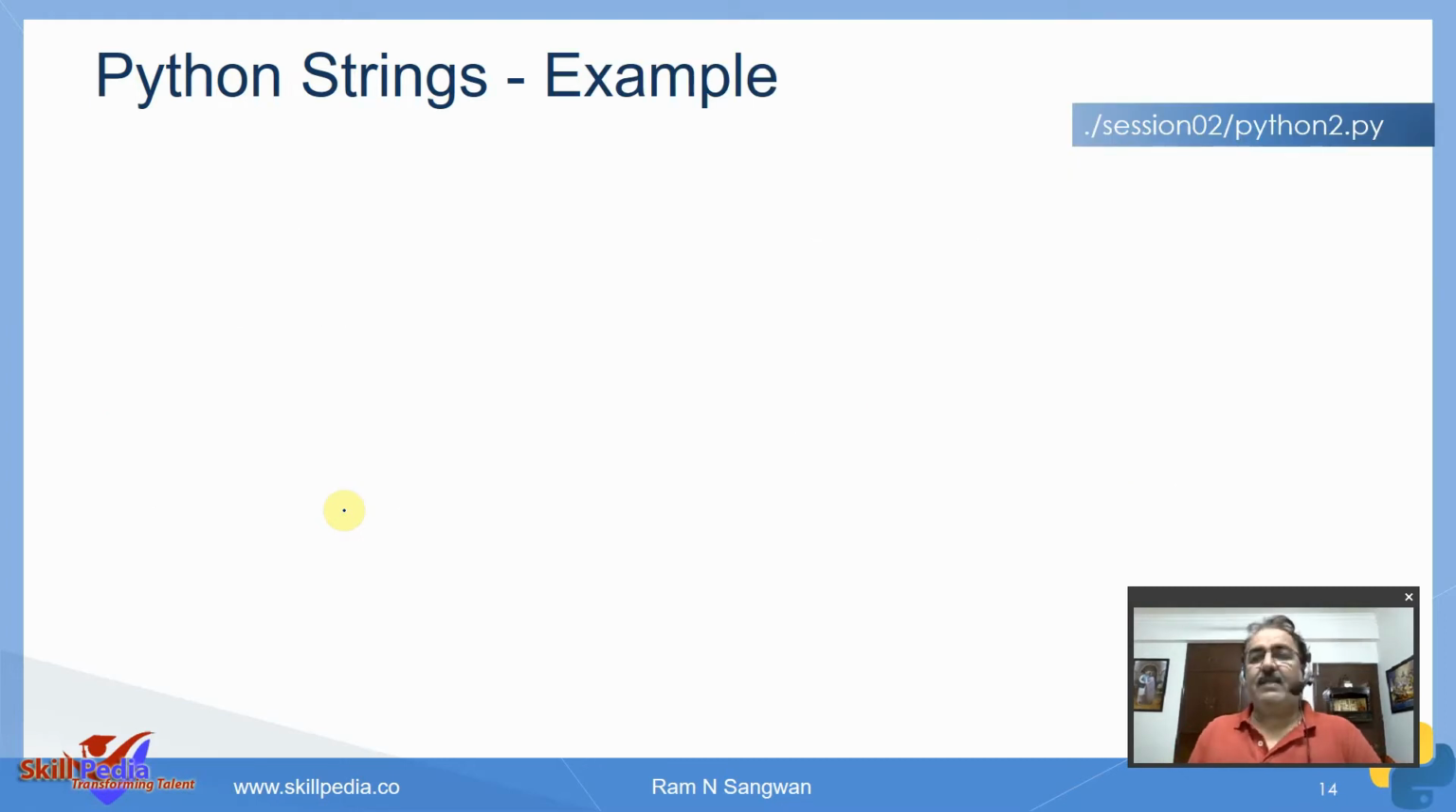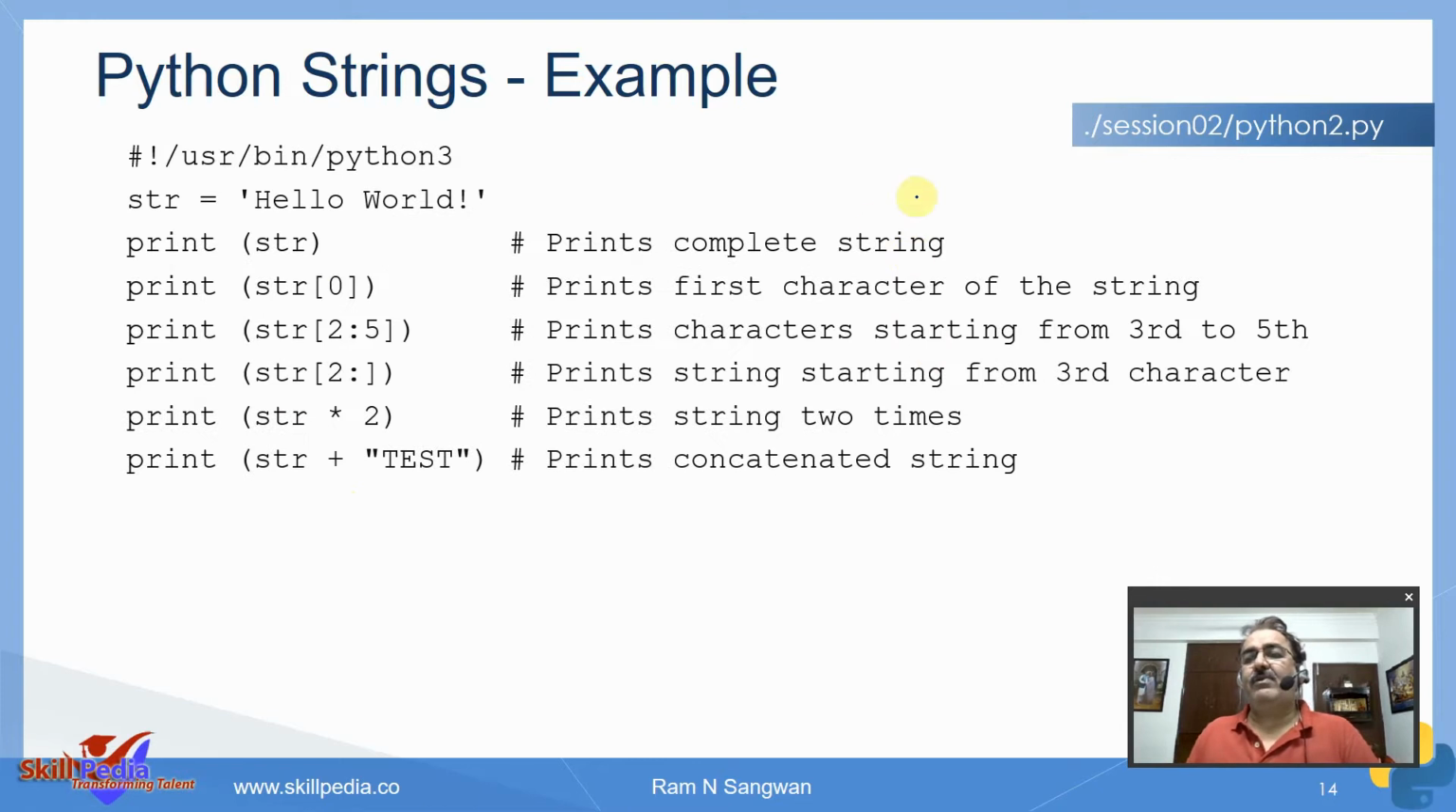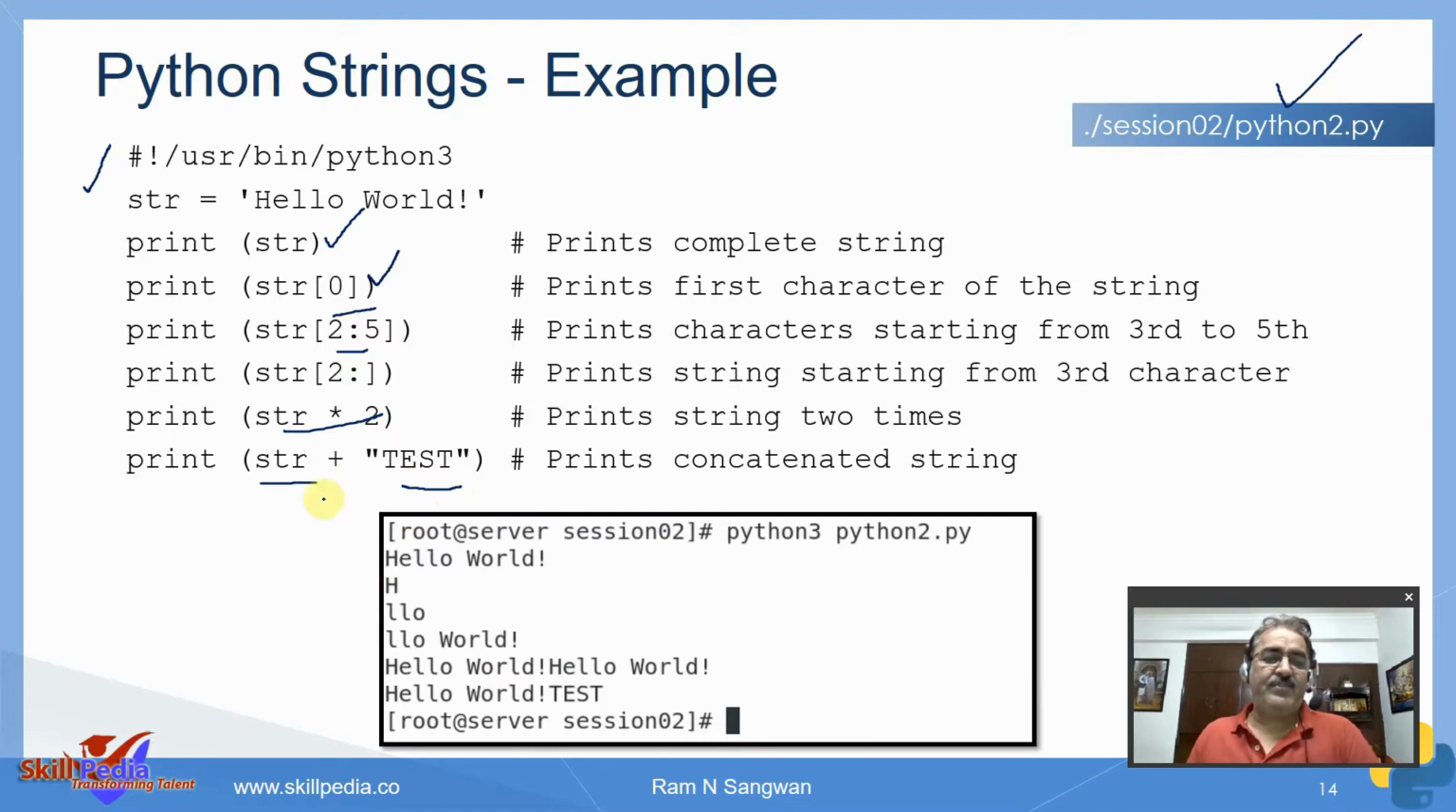Now this is a Python string example. I already gave you this python2.py. I demonstrated this example, hello world. So the string, the first character, third to fifth, third onward, multiplied by twice, that means repeat, string plus test. This is the example I demonstrated, and this was the output of the program.